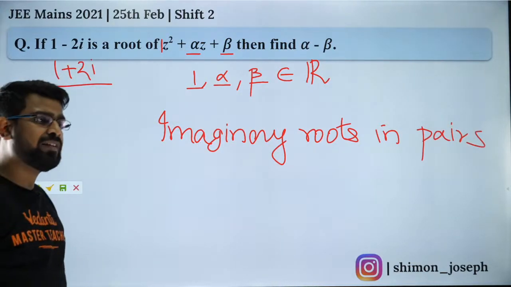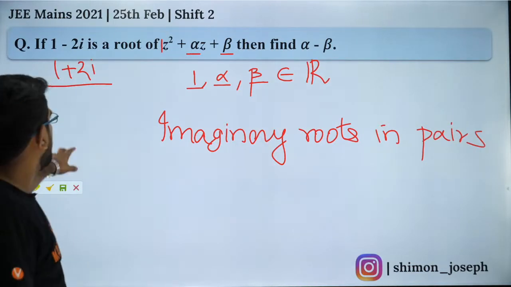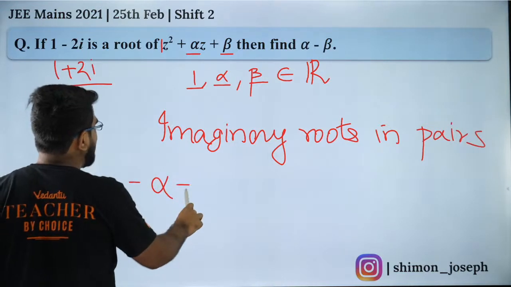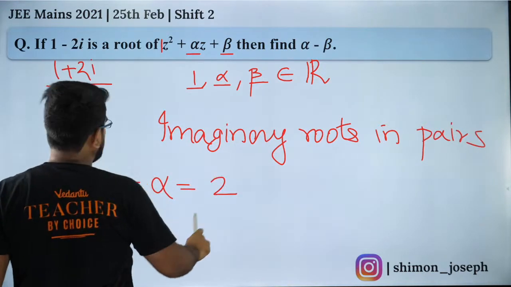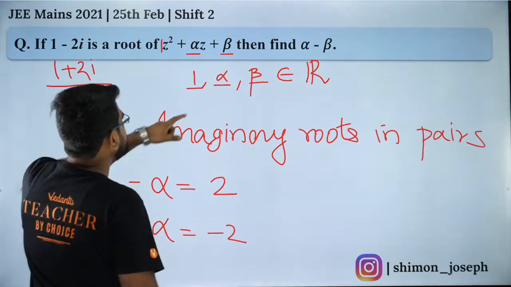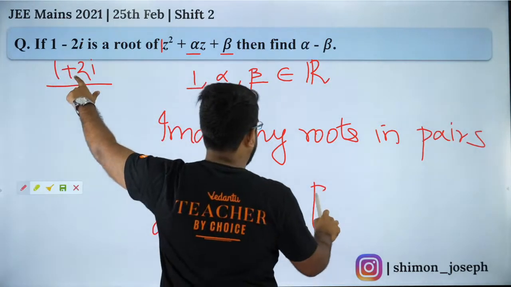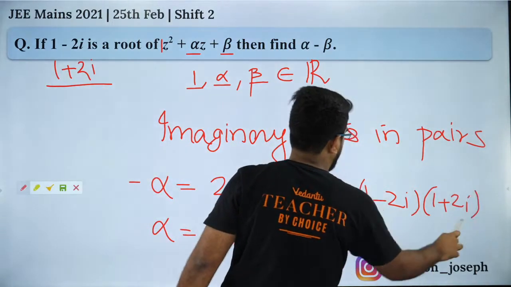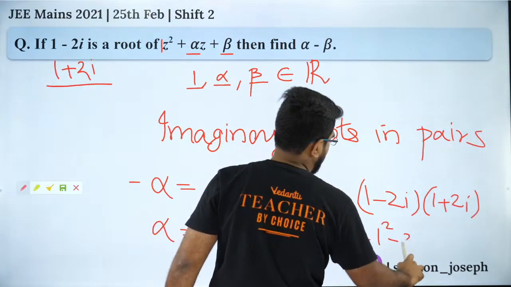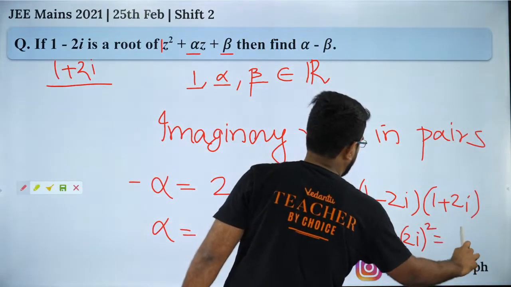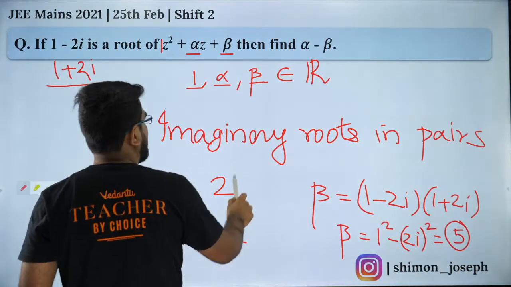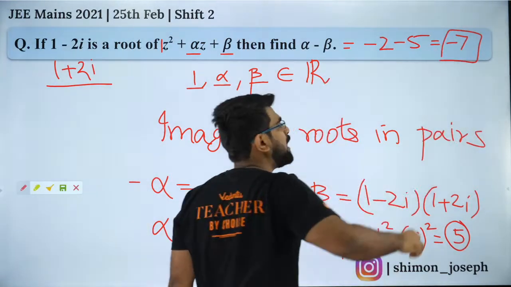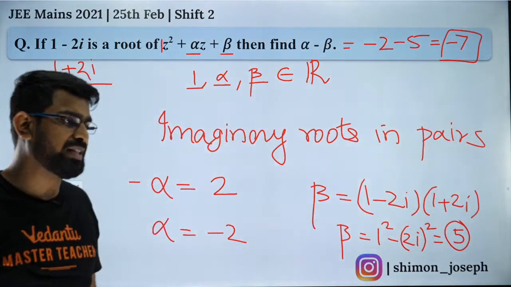Is it clear, everybody? So the roots are 1 plus 2i and 1 minus 2i. So what is alpha? Minus alpha is the sum of the roots, which is equal to 2. So alpha is equal to minus 2. What is the product of the roots? Product of the roots is beta, which is equal to 1 minus 2i into 1 plus 2i. So that will be equal to how much? Beta is equal to 1 square minus 2i whole square, which will be 5. So beta is 5, alpha is minus 2. So the answer is minus 2 minus 5, which is minus 7. So minus 7, my dear students, is the right answer for this question.